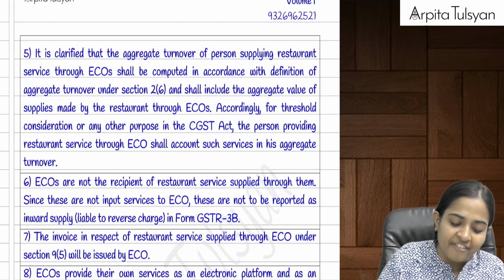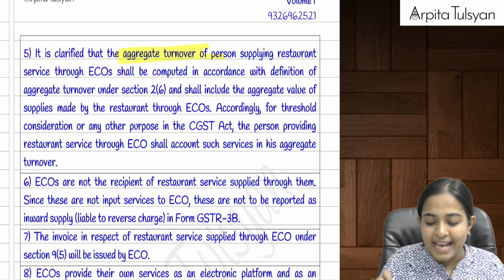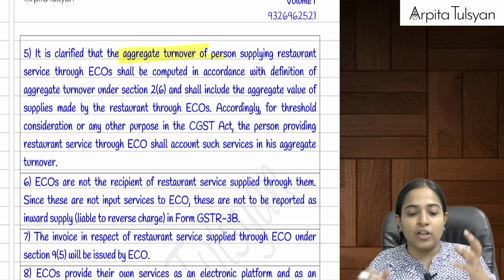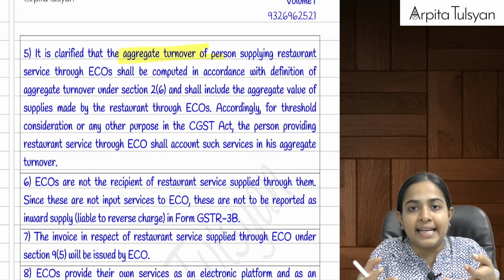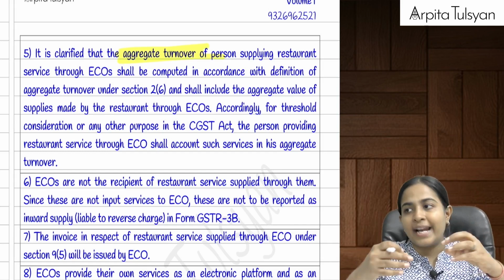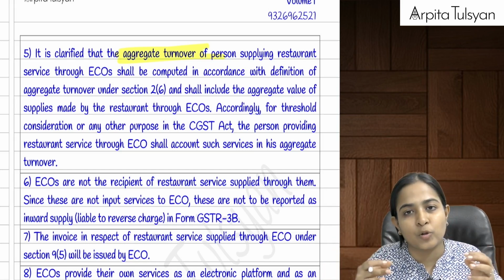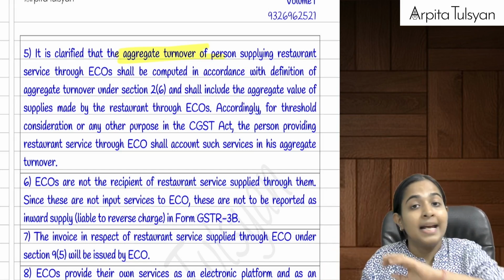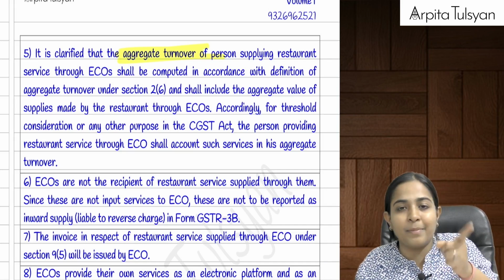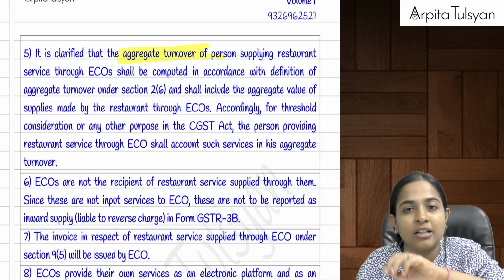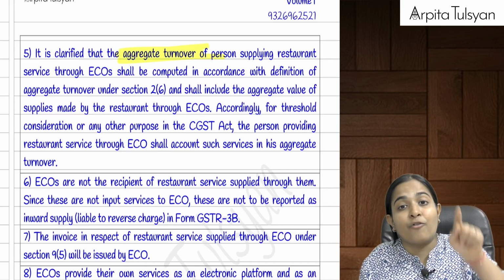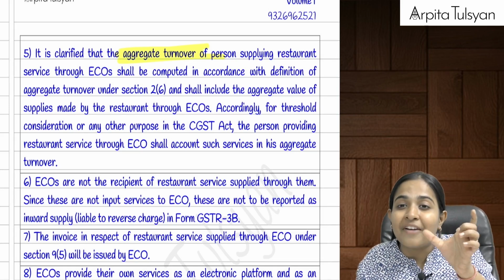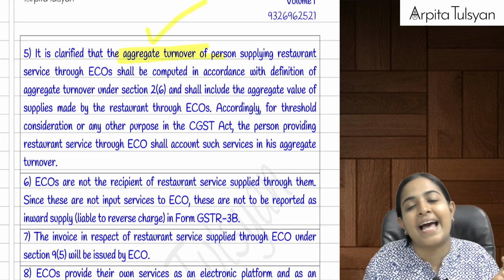Then whenever Shiv Sagar is calculating its aggregate turnover, it will include, can I say now Shiv Sagar can do direct sales also? We can go and have food in Shiv Sagar, we can give order on phone also. That is not done through the e-commerce operator. So that will be included in the turnover of Shiv Sagar, plus whatever services Shiv Sagar has provided through Zomato. Even that value of sales will be included in its aggregate turnover.